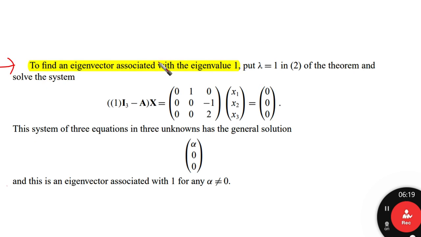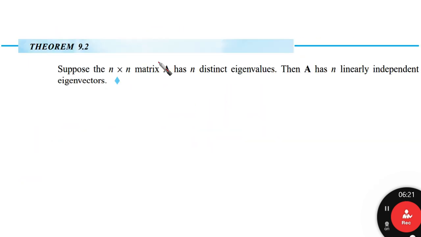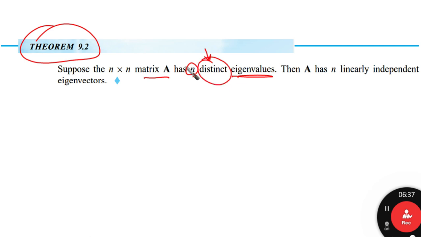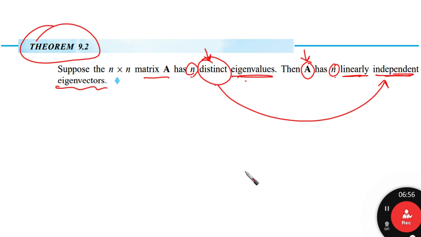Okay, now let's go to another example, or before that we're going to have a little theorem here, and then we're going to have another example. Suppose the n by n matrix A has n distinct eigenvalues. Take care of this word, distinct, different. Then A has n linearly independent eigenvectors. Take care of this word. So if we have n distinct eigenvalues, then we're going to have n linearly independent eigenvectors. And this is very important.